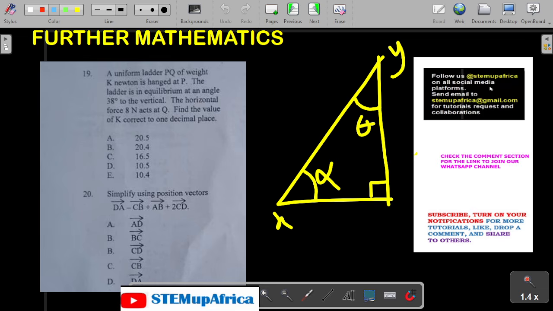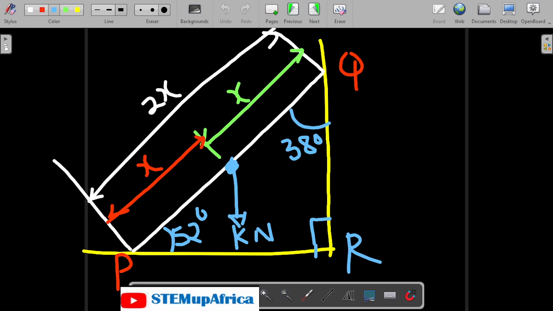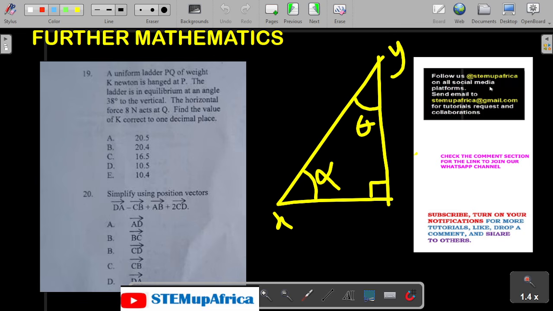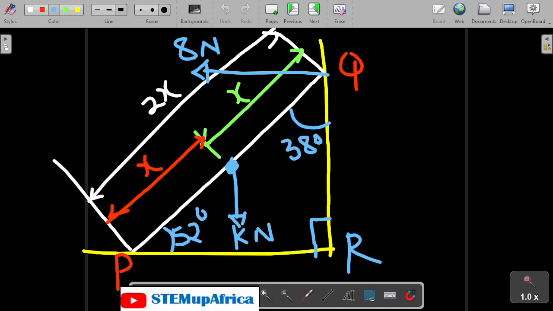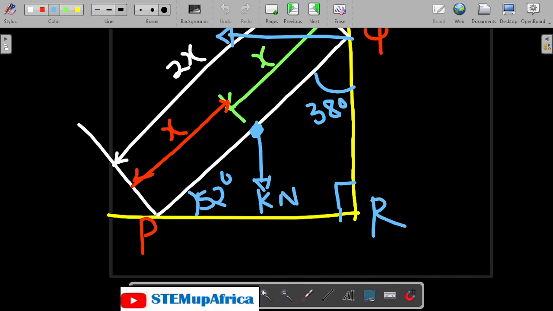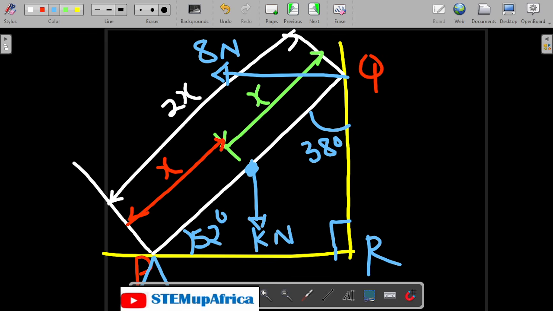Let's go back to the question. A horizontal force of 8 Newton acts at Q, so let's say this is the force here, 8 Newton. Then it said the ladder is hinged at P, meaning there's a support here at P. So this is the first diagram for the question.